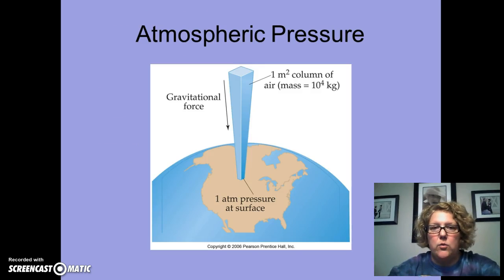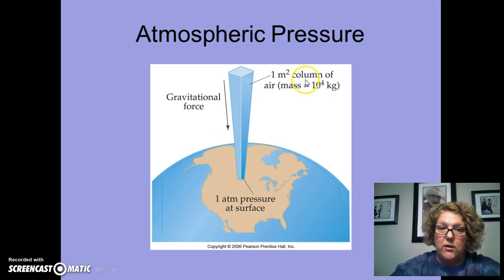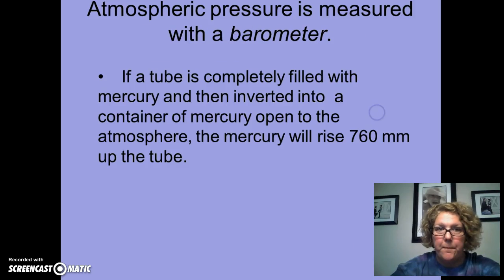All right, so when we talk about atmospheric pressure, we're simply talking about the force of gravity pulling on a square meter of air all the way up through the atmosphere. So that would be equal to about 10 to the 4th kilograms of air. So in a square meter, gravity is pulling down 10 to the 4th kilograms of air on top of us. And we don't notice it because it's just always been there, but that's quite a bit of pressure if you think about it. All right, so how do we measure atmospheric pressure?